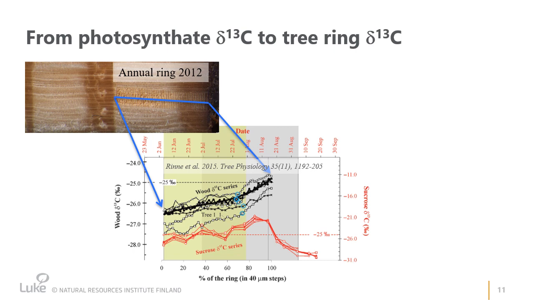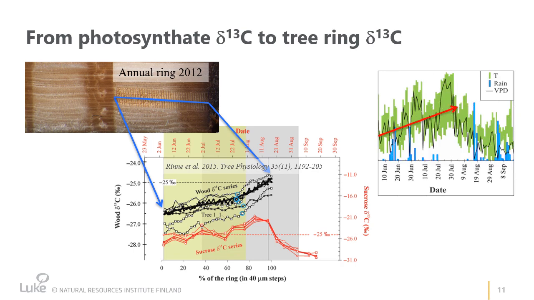In this figure, the tree ring profiles are being compared with intraseasonal carbon isotope variability of sucrose in leaves. These values are in red. The comparison shows that the low-frequency trend present in leaf carbohydrates photosynthate was preserved in tree rings. This is the weather data of the studied year. It shows that the low-frequency trend identified in the tree ring carbon isotope series is that of vapor pressure deficit.